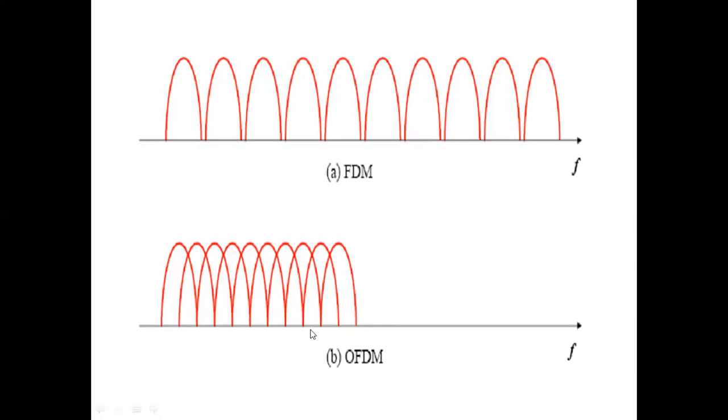In the OFDM method, the channels are closely spaced to each other. If you see the figure, there is no broadband, and the subchannels are closely spaced to each other. But here the point is, what about the interference? If there is no broadband, then what about the interference? That is the point, so we will discuss it here.